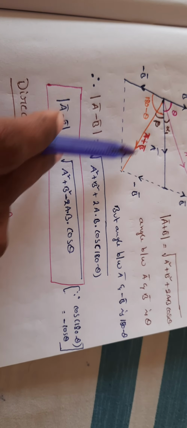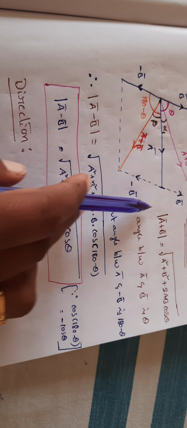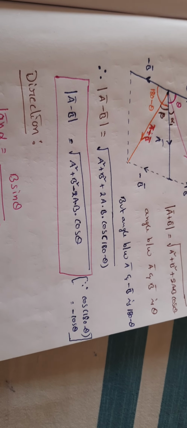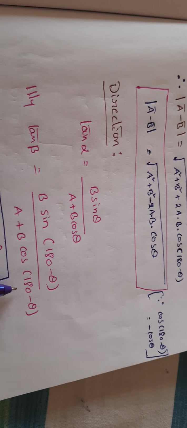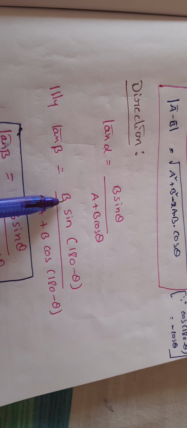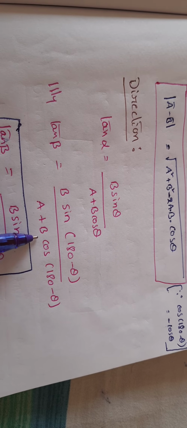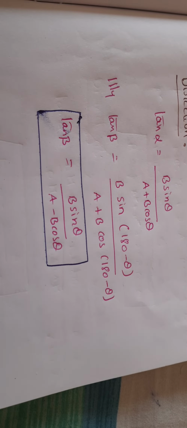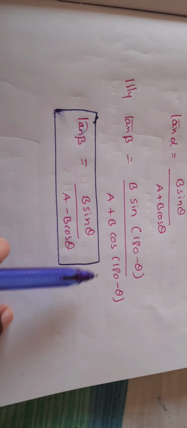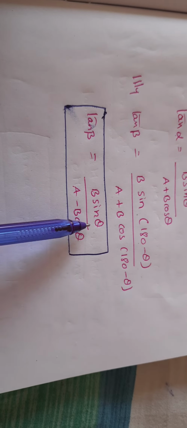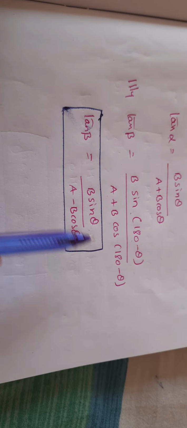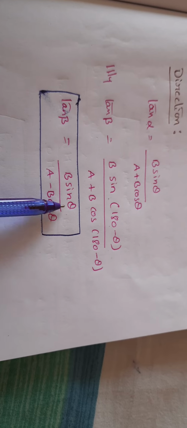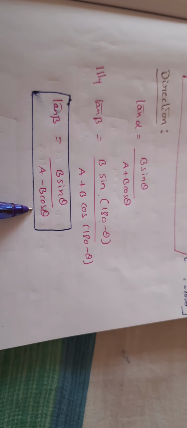Drop a perpendicular and make it a right angle triangle, extend a bar, and you can see that this is going to be the opposite side and this is going to be the adjacent side. Thus you will be getting sine of 180 minus theta into b as the opposite side, and a plus b cos of 180 minus theta as the adjacent side. Clear? So now sine of 180 minus theta is sine theta, cos of 180 minus theta is minus cos theta. Thus we got tan beta is equal to b sine theta by a minus b cos theta.